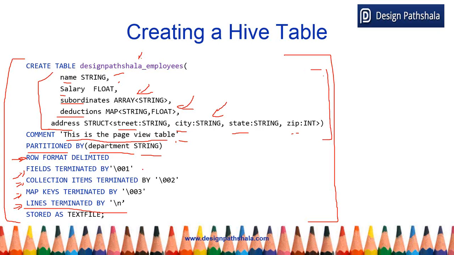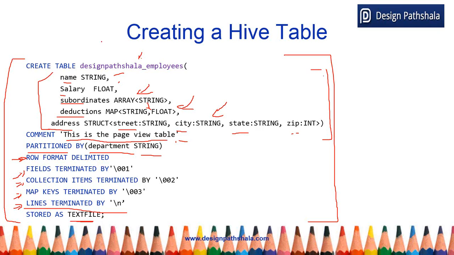Fields are terminated by /001. So after name there will be /001. Then after salary there will be /001, and so on. Collection items. So by collection I mean to just say arrays or the items in between the structs. So collection items are terminated by /002, and map keys, key and value pair, are terminated by /003. And this at the backend is stored as a normal text file.